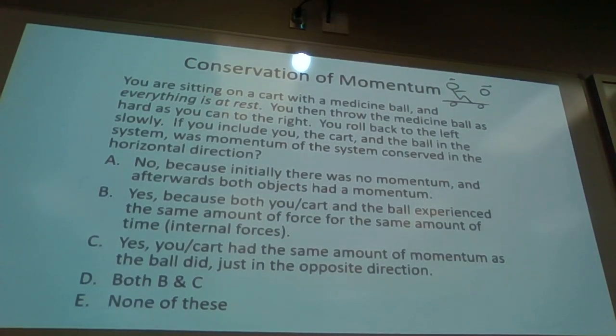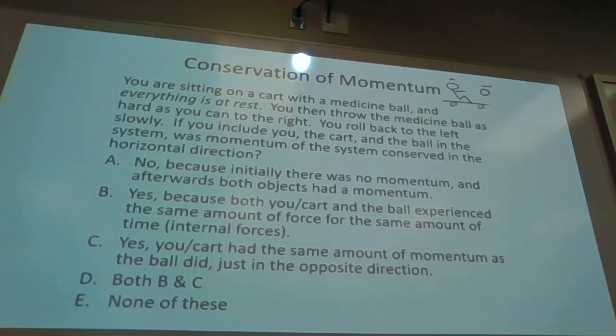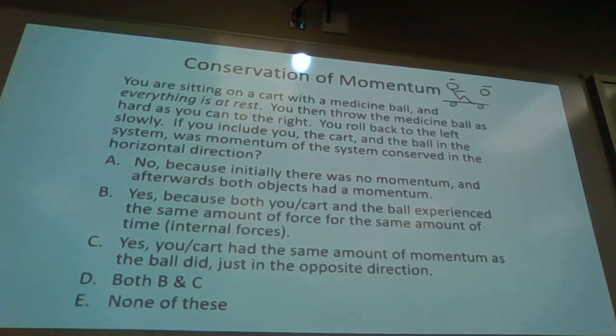For the previous questions about like the football players, are we not considering force of gravity? Great question. We are, but they're canceling each other out with normal force. Does that make sense?